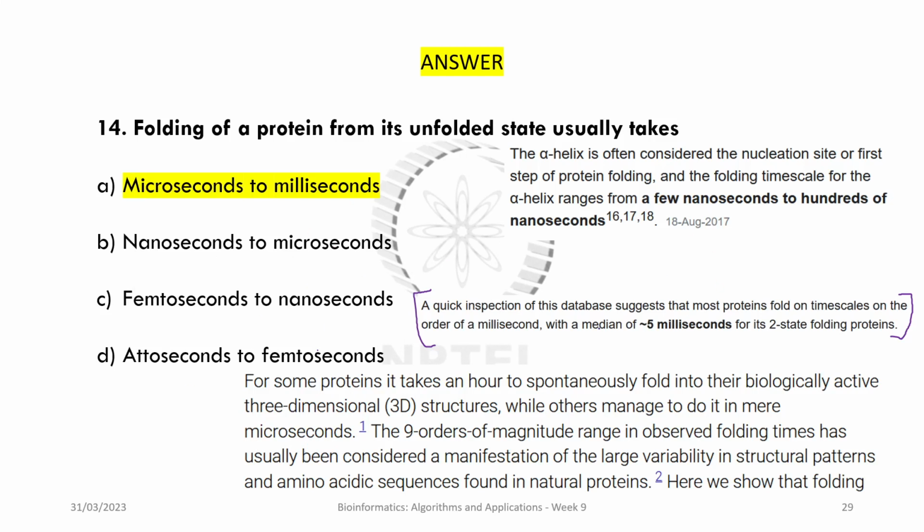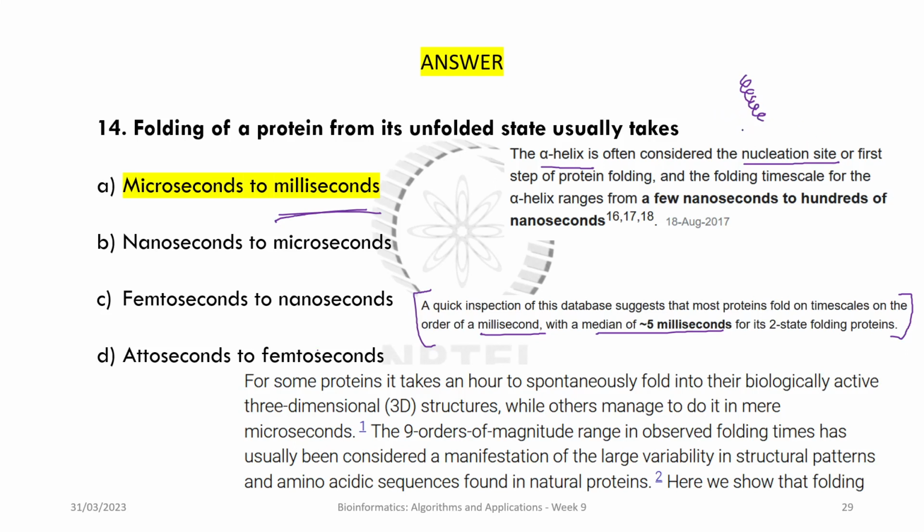So when you look into this, a quick inspection of this Oxford protein interaction database suggests that most proteins fold on time scales on the order of milliseconds with a median of 5 milliseconds. So somewhere around milliseconds to microseconds is usual. The alpha helix is often considered the nucleation site, or alpha helices fold faster because they have short range contacts, right? So they can immediately find or fold easily compared to beta sheets.